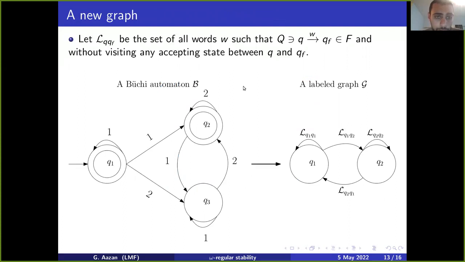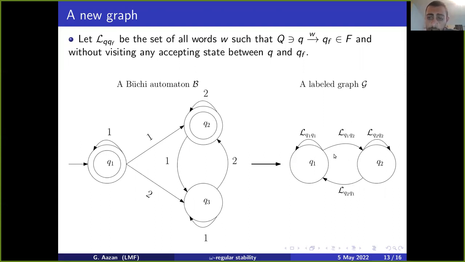Now, since we gave our sufficient condition, we will show that our sufficient conditions are also necessary for a specific class of systems, for stability. For instance, if we take an arbitrary Buchi automaton B, and we focus only on its accepting states, from these accepting states we construct a labeled graph.